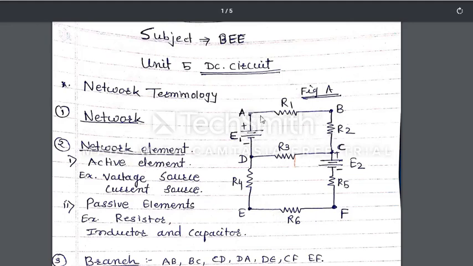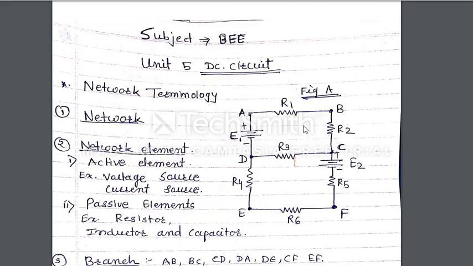Now suppose we remove the AB branch, then it will not form a closed loop. So that is called the mesh or loop. We can also define it as a closed path which originates from a particular node and terminates at the same node.